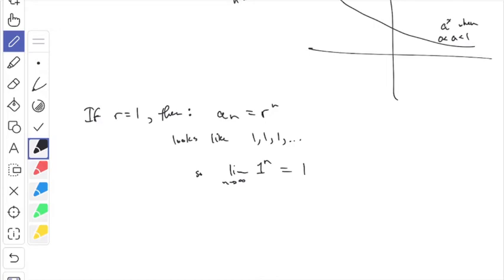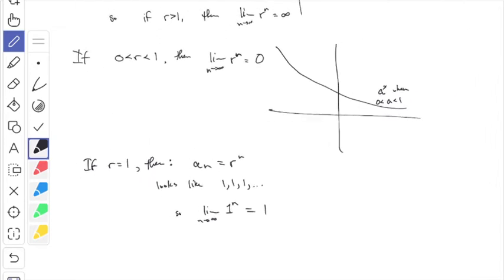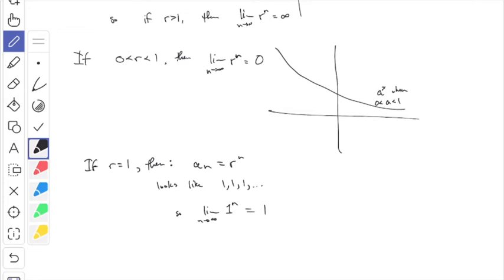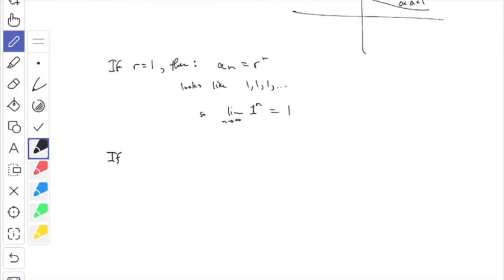Is that all the possibilities? Actually, there's more possibilities. We have so far talked about if r is bigger than 1, if r is between 0 and 1, or if r equals 1. What else could we talk about here? If r equals 0, yeah, what would you say in that case? Yeah, then it's going to be 0 to the power n. What would that look like as a sequence? Yeah, they're just all zeros, right? 0 to the 1, 0 to the 2, those are all equal to 0. So actually, this is similar to that sort of case that I just said a moment ago.